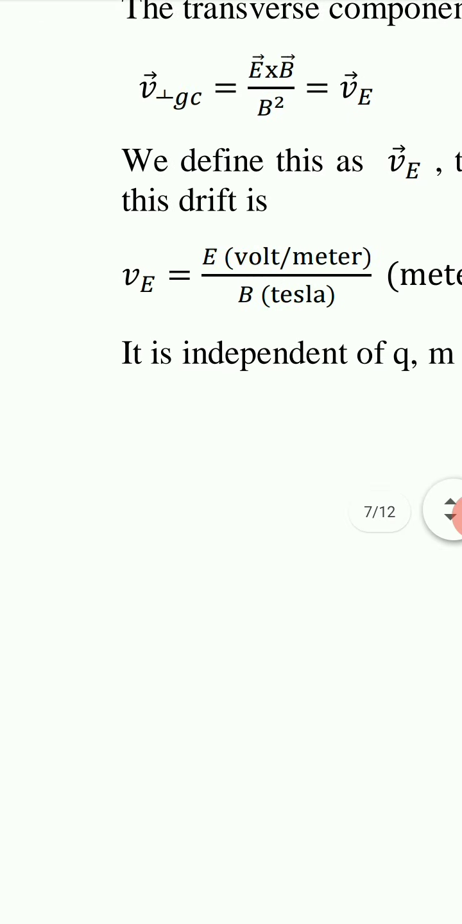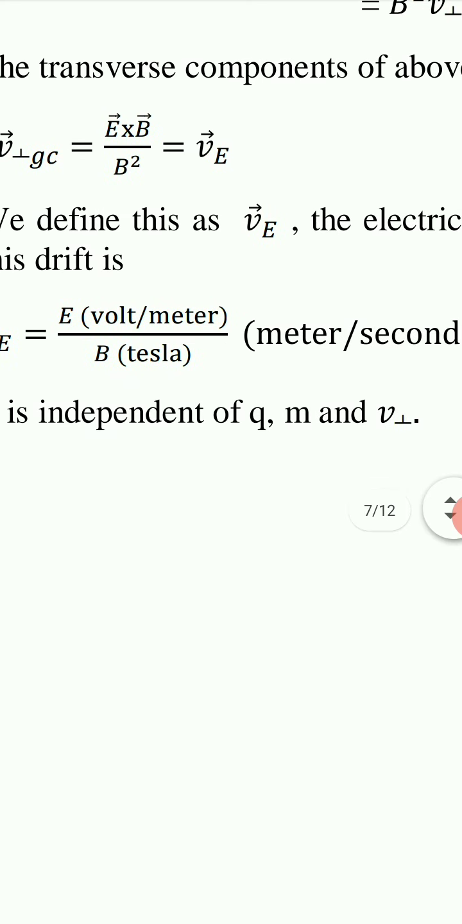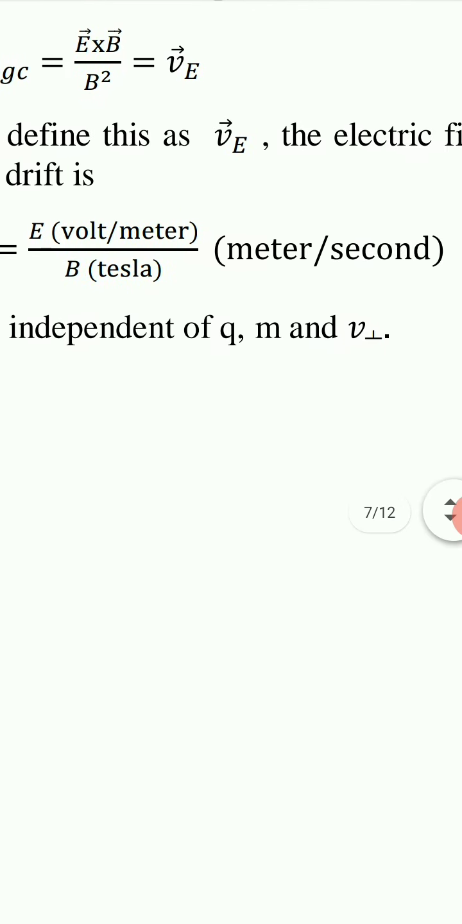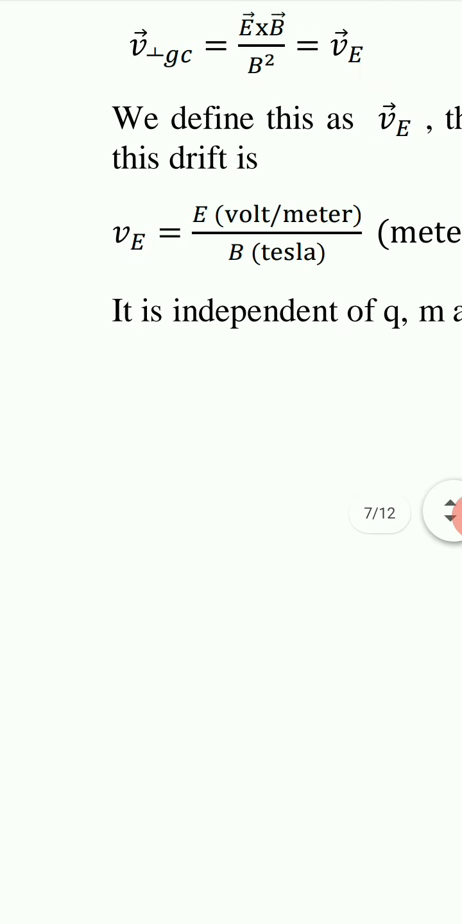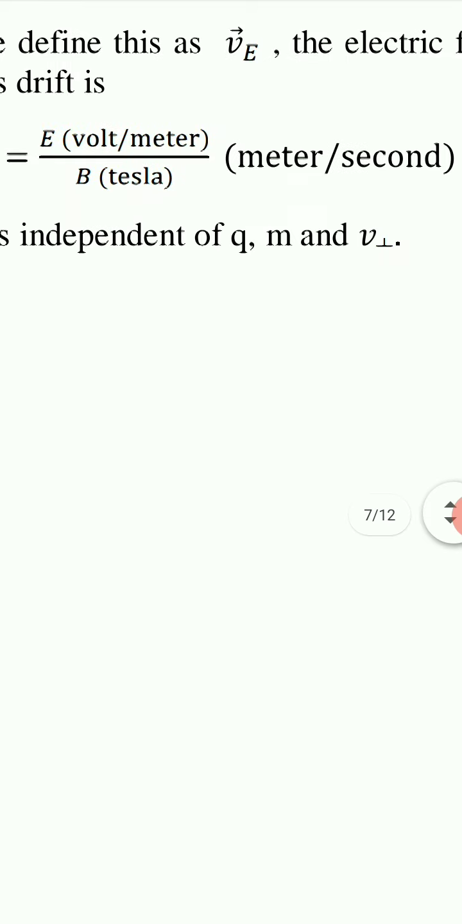The magnitude of this drift is, if we take only the magnitude of this velocity VGC, equal to E upon B. Units of E are volt per meter and units of B are Tesla. The unit of velocity is then meter per second. It is independent of Q, M and V perpendicular.